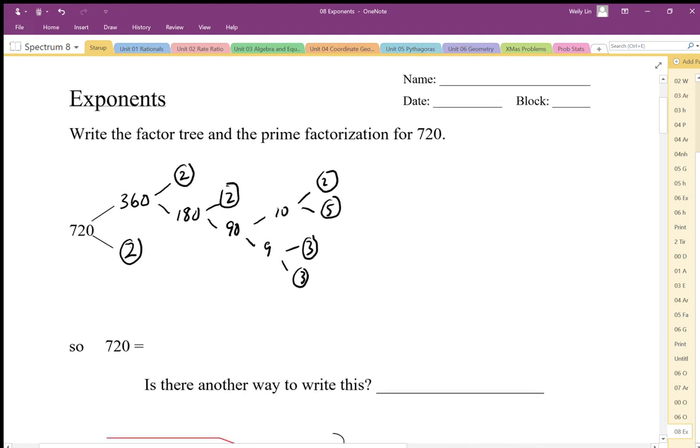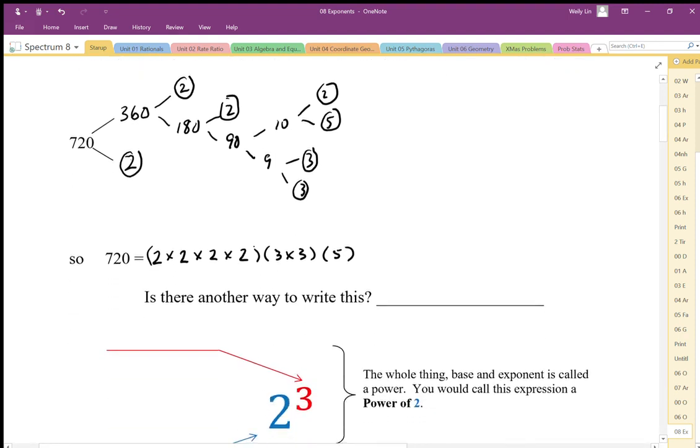So I can rewrite 720 as a product of prime factors as 2 times 2 times 2 times 2. It's a lot of 2's there. I'm going to group them like that and end up with 3 times 3. Okay, and then we have times 5. Okay, so that's a lot of 2's to write out. So there's a much more efficient way of writing this, and we can use an exponent to do this. So we're going to go 2 to the power 4 times 3 to the power 2 times 5.